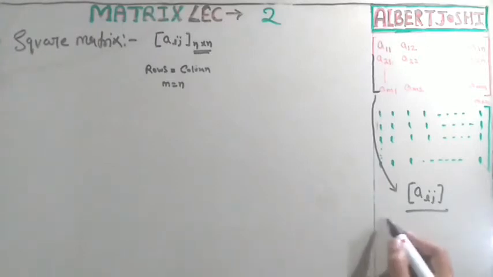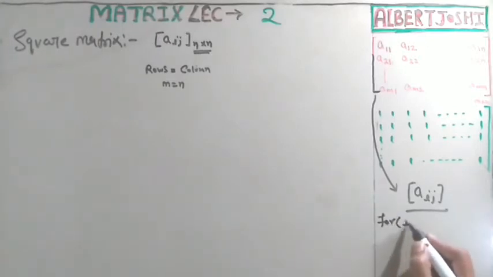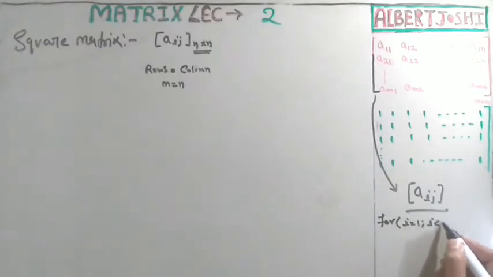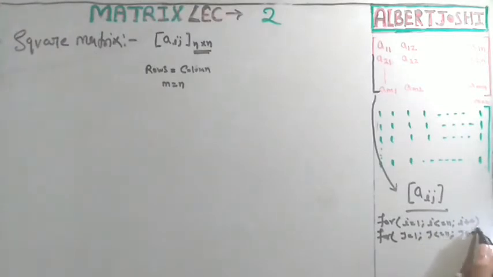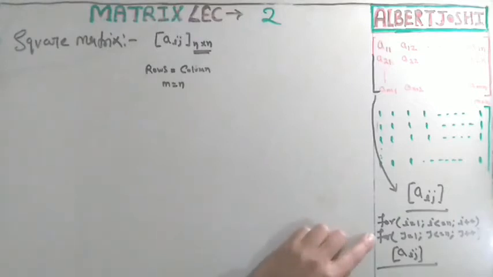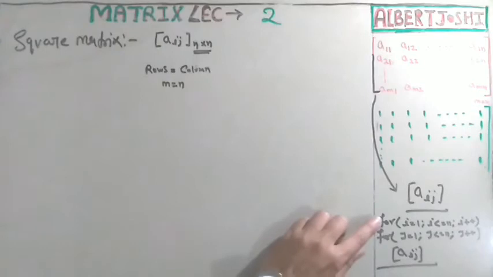If you have studied a programming language, then you will use i is equal to 1, i is less than or equal to n, and i plus plus. Then this is the first loop, and this is j is equal to 1, j is less than or equal to n, and j plus plus. Then after that you have written Aij. So this is the representation of Aij. At first the loop i is equal to 1 will work.